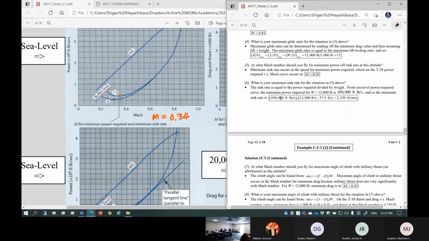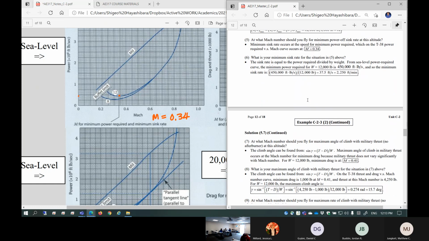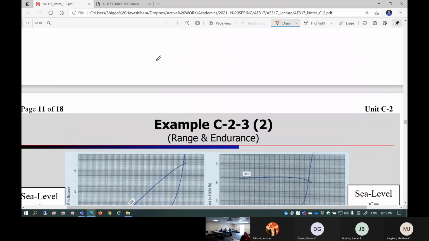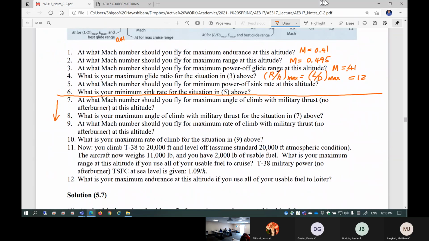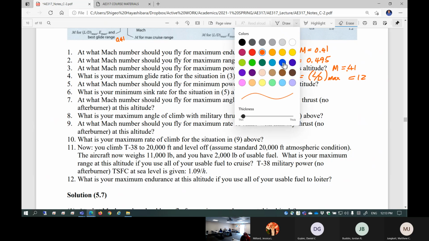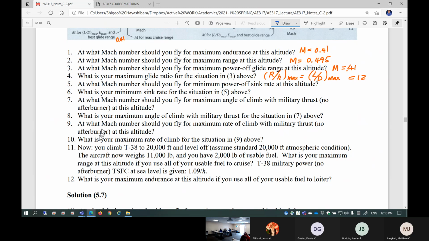This is the minimum power required divided by the weight of the airplane, which gets you 37.5 feet per second minimum sink rate. Okay, makes sense. So hopefully you can compute those things by just being given this data. Okay, problem 7. All right, let me just erase this. By the way, this is most likely going to be on exam 2. So, important discussion, all right?